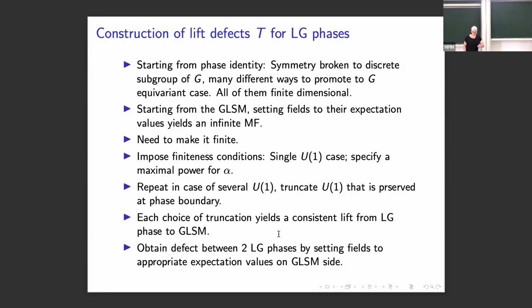And then what we observe is that each choice of truncation yields a consistent lift from a Landau-Ginzburg phase to a gauge linear sigma model. And in this way, one also obtains defects between different Landau-Ginzburg phases by setting fields to appropriate expectation values.